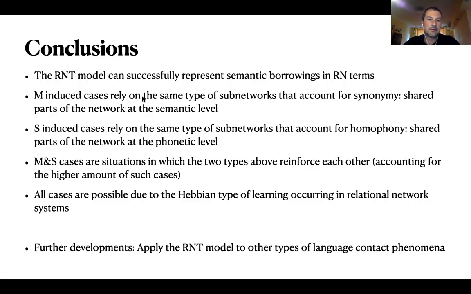Now, as a further development, I suggest we should apply this model to other types of language contact phenomena, like loan words, like syntactic calques, and so on, to see if this model can really explain all these types of language contact phenomena, and if the model can really be seen as a strong model that can explain bilingual data.